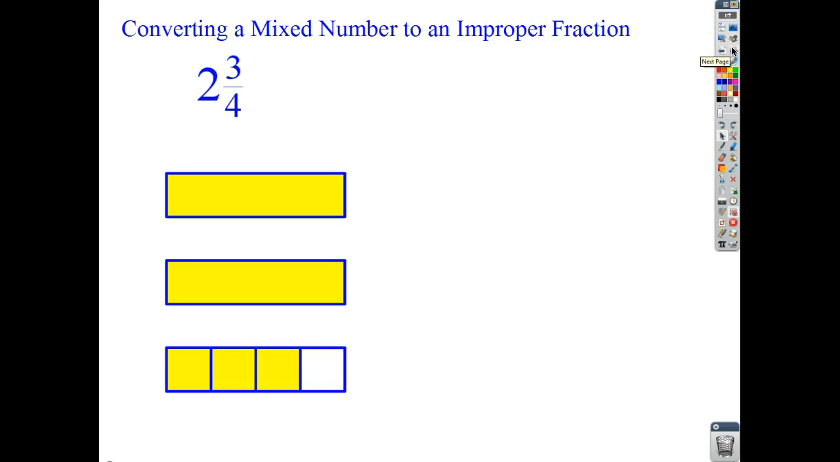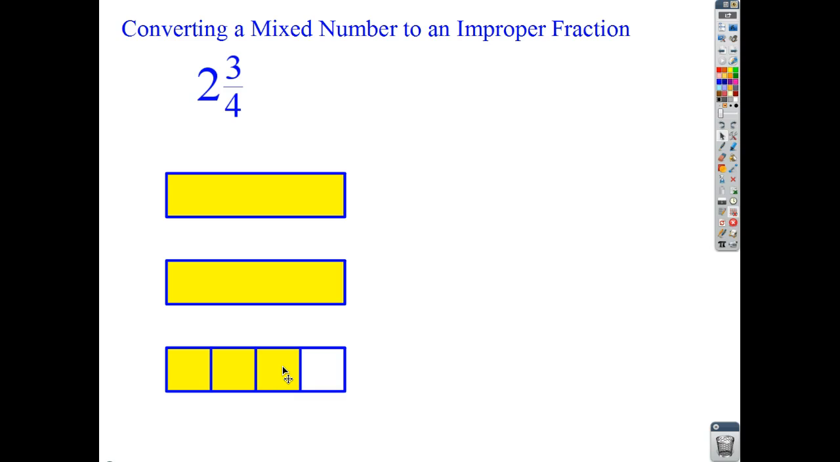Okay, let's convert a mixed number into an improper fraction. All right, what does this look like? So I've got 2 3/4, and that's what this picture is showing you. 1 whole, 2 whole, and then I have another whole, not quite a whole one, but it's cut into 4 pieces, and I get 3 of them.